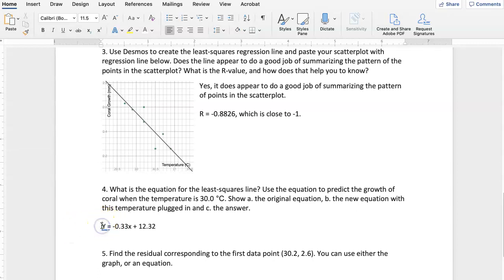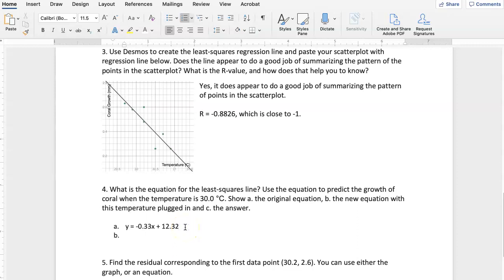So they're asking us to do A, B, and C. So A was Y equals mx plus b. All right, and then B is the new equation with the temperature plugged in. So the question is, use the equation to predict the growth of coral when the temperature is 30 degrees Celsius.